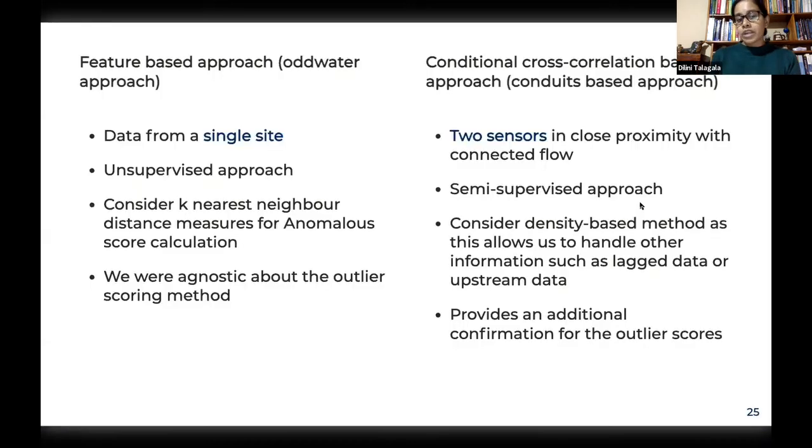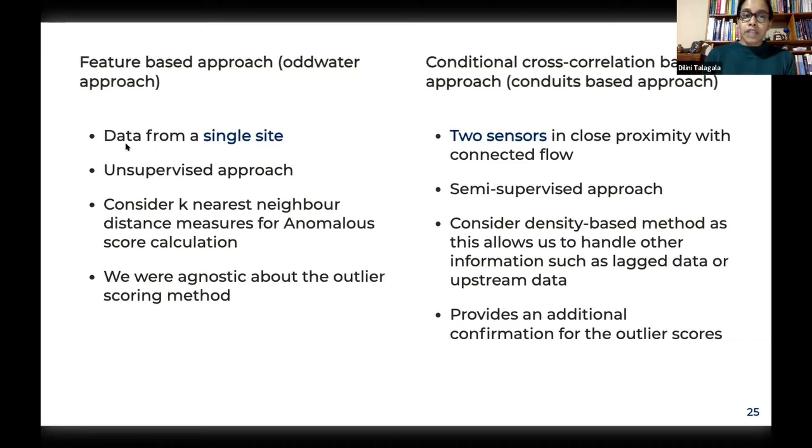So what is the difference between these two? Why do we need these two different algorithms? On the left-hand side, I'm talking about our previous algorithm. On the right-hand side, I'm talking about our new proposed algorithm. The main difference is that in our previous algorithm, we rely only on data coming from one single site. When it comes to our proposed algorithm, we take information from two sensors in close proximity with connected flows. And that allows us to ignore detecting actual water quality events as anomalies.